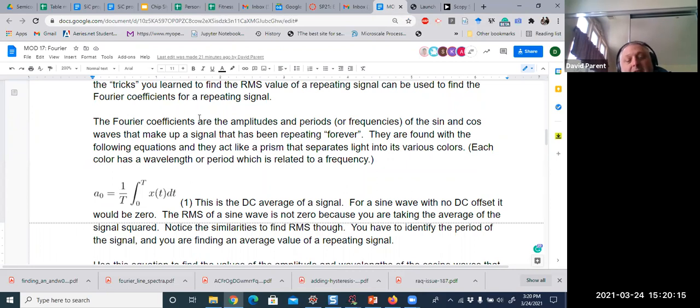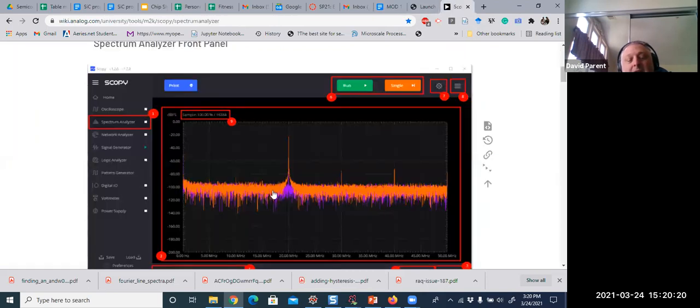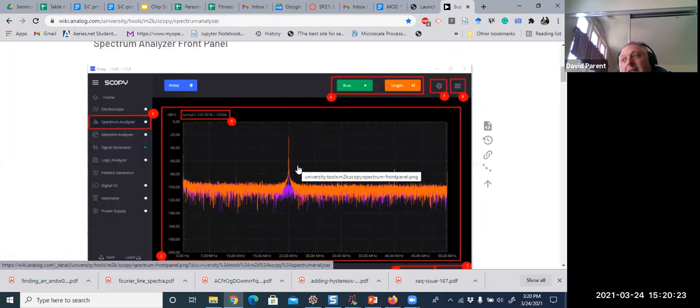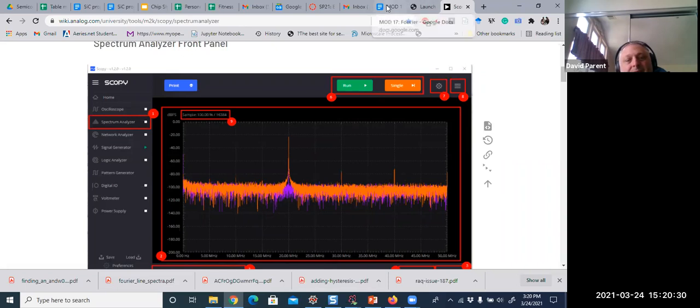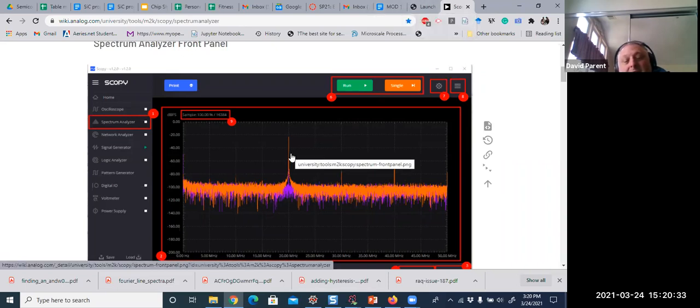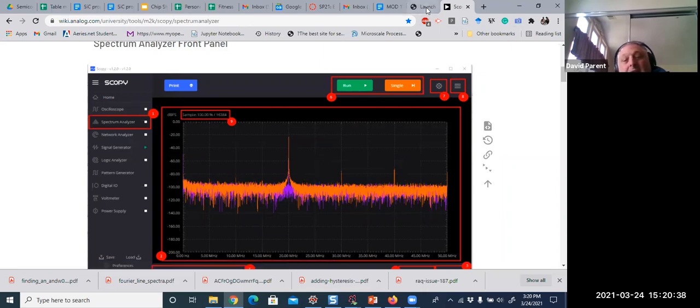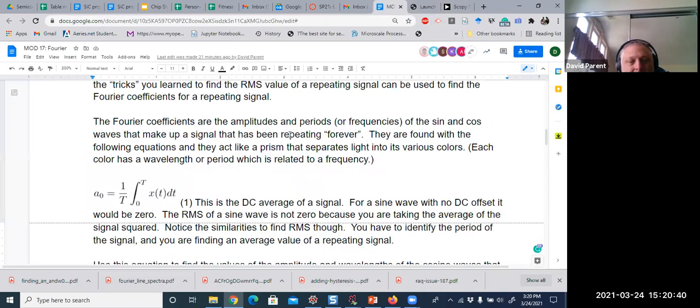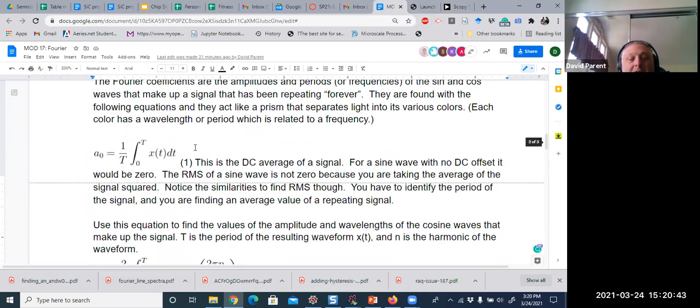The Fourier coefficients are the amplitudes and periods of the sine and cosine waves that make up any signal. Now here, what they do is they combine the sine and the cosine, and then you attach a phase to it. So you're not going to see one for cosines and one for sines. You'll see magnitudes for a cosine with a phase. All right. So what is the first thing we need to do? Find really the average.